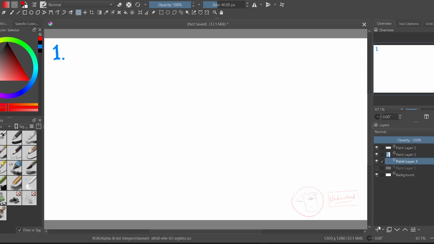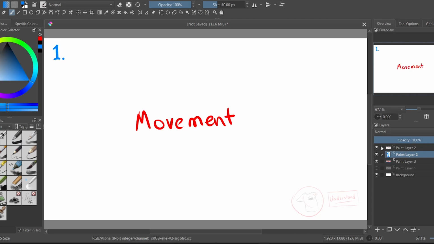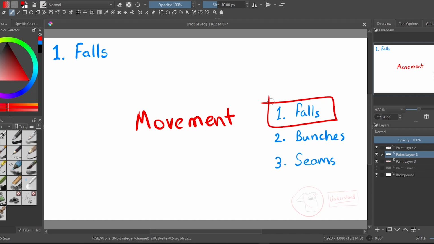Okay, so what I want to focus the conversation on when it comes to cloth is a very simple concept of movement. Specifically, not just any movement, but I want you to think of falling. So we're going to go over 3 concepts. The first one is falls. The second one is bunches. And the third one is seams. So let's tackle the first one here, and we'll get to the second and the third in just a moment.